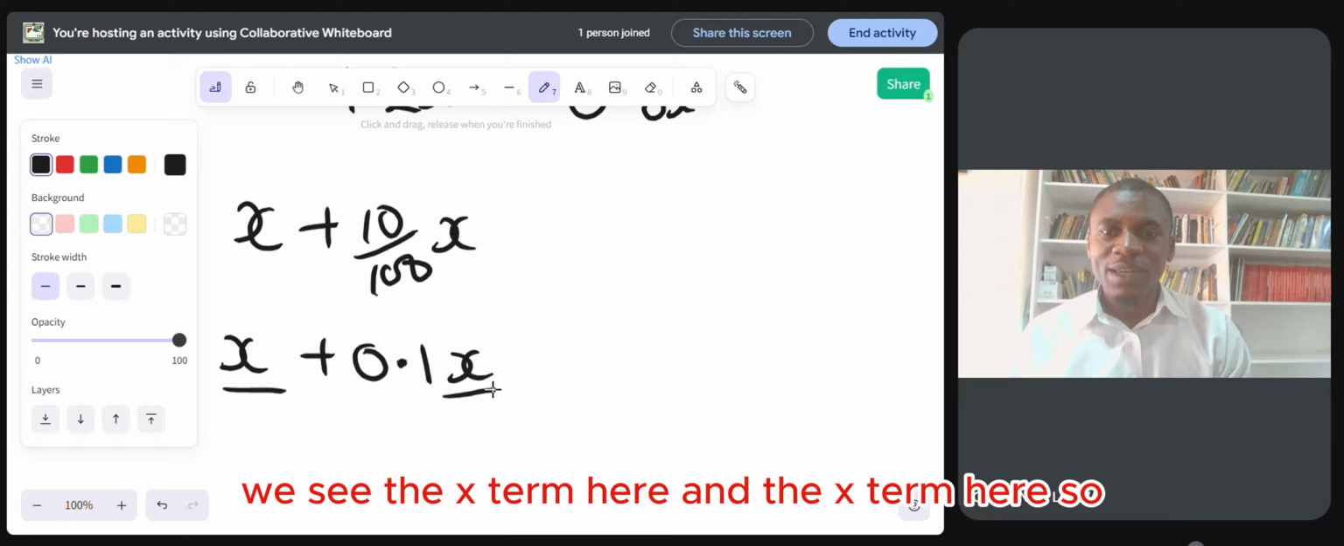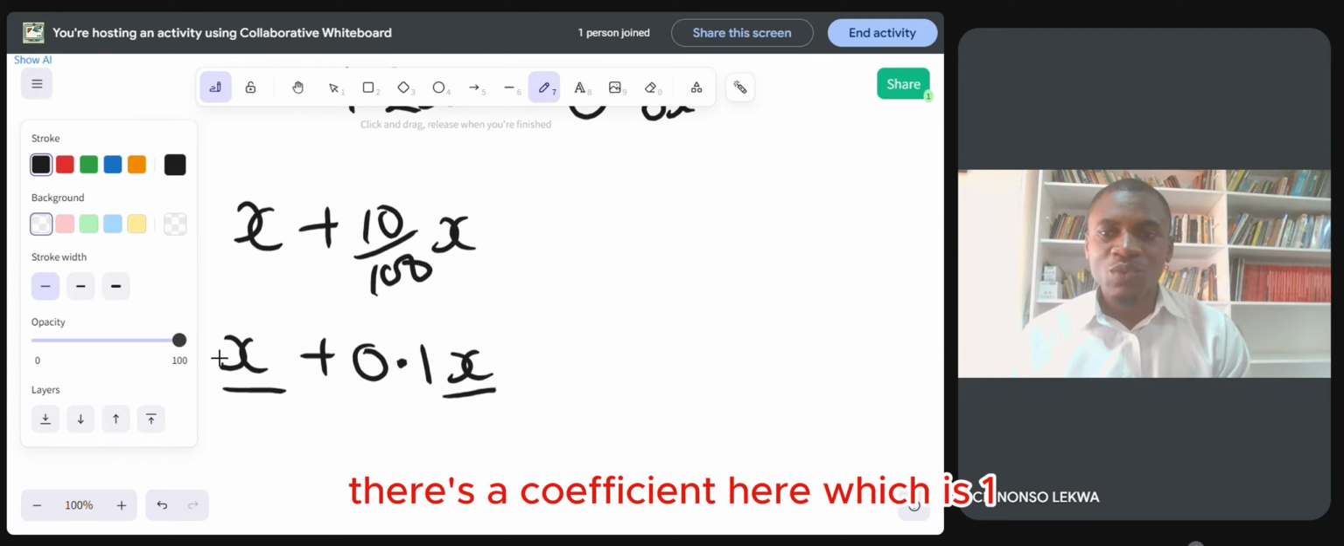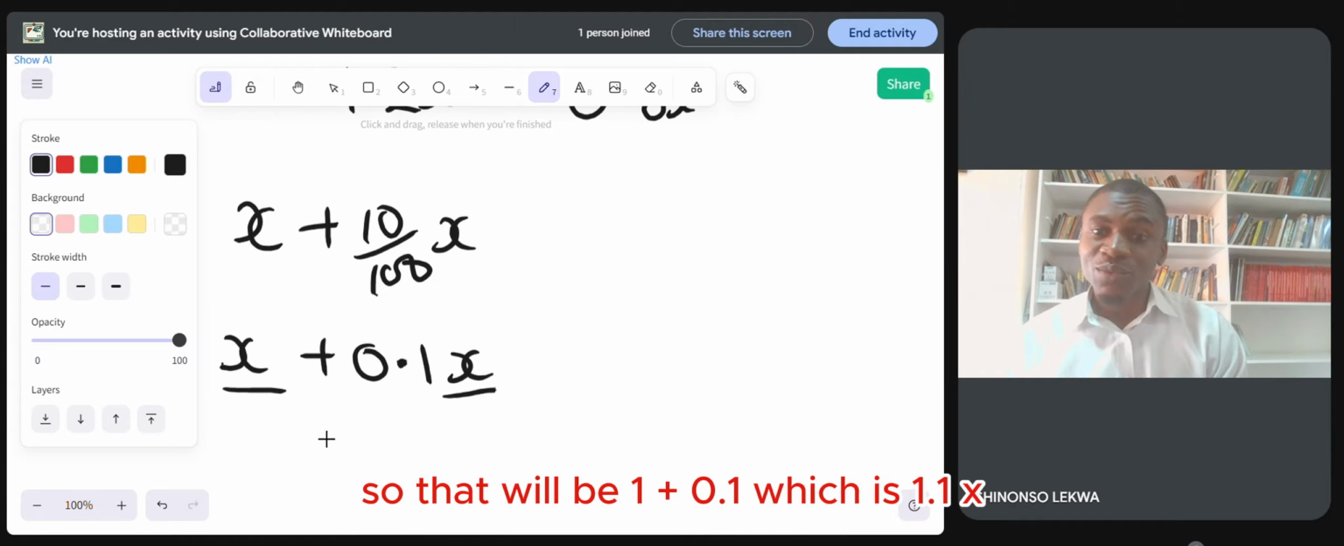And then these are like terms. We see the x term here and the x term here. So there's a coefficient here, which is 1. So that will be 1 plus 0.1, which is 1.1x.